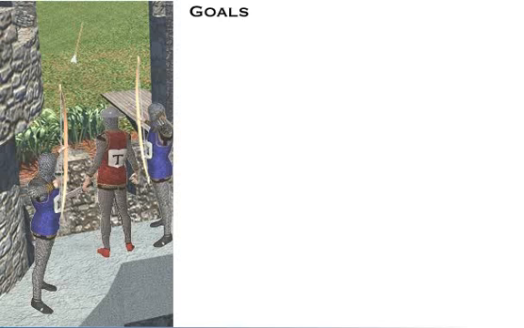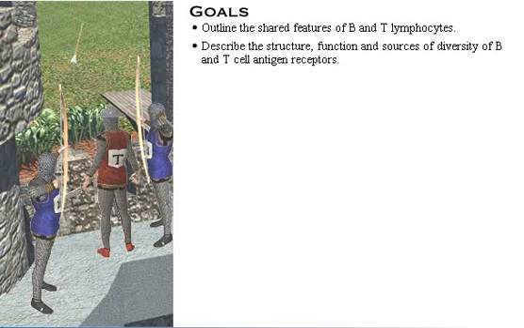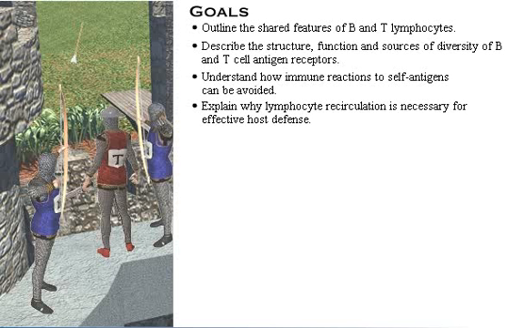Your goals for learning are to outline the shared features of B and T lymphocytes, to describe the structure, function, and sources of diversity of B and T cell antigen receptors, understand how immune reactions to self-antigens can be avoided, to explain why lymphocyte recirculation is necessary for effective host defense, and distinguish between effector cells and memory cells.